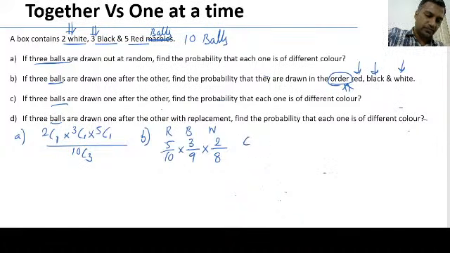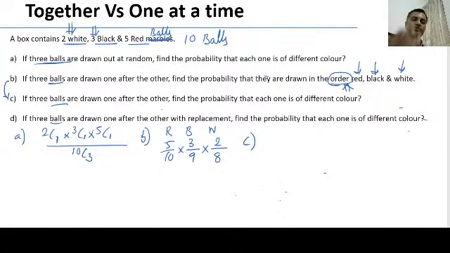Now go to C. How is C different from B? If three balls are drawn one after the other, you are drawing out three balls. Find the probability that each one is of a different color. Fine, no order here. Each one of them is of a different color. It's an extension of B.